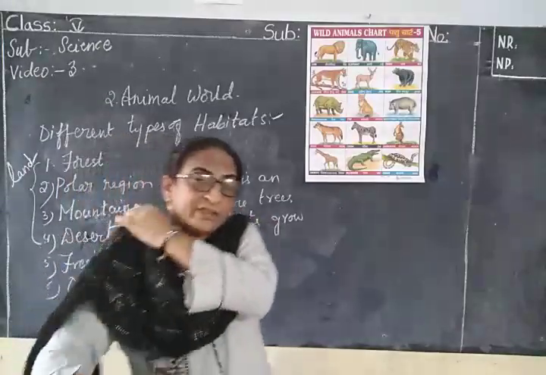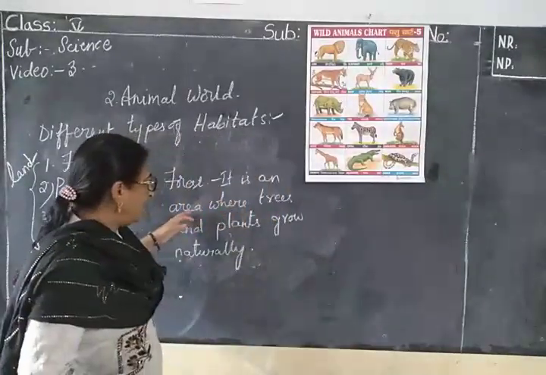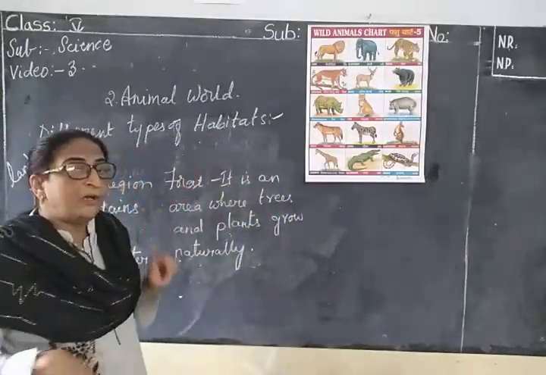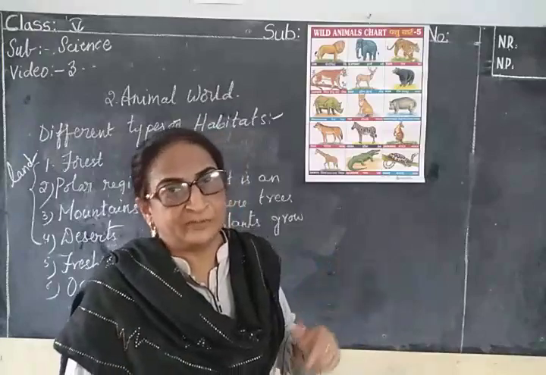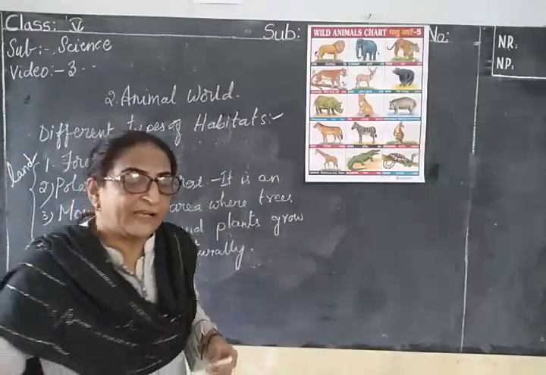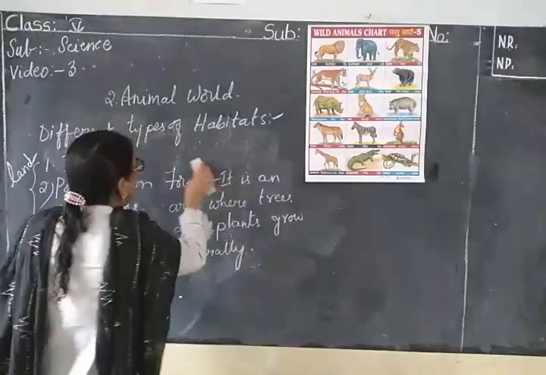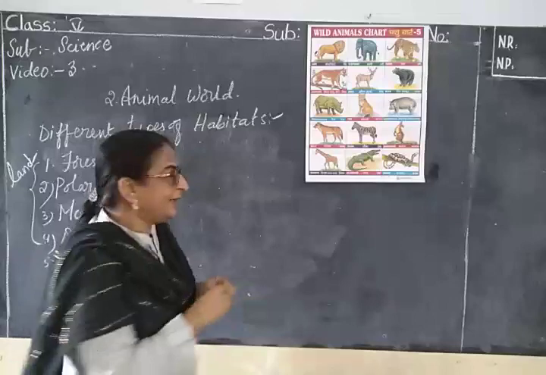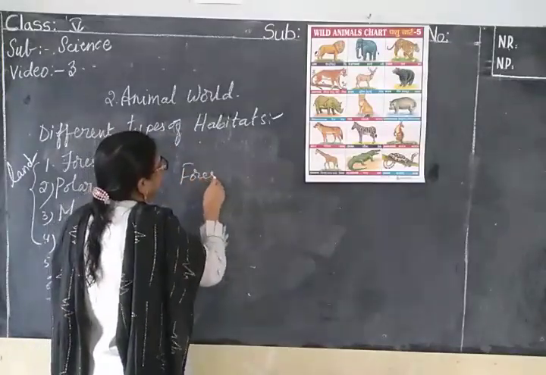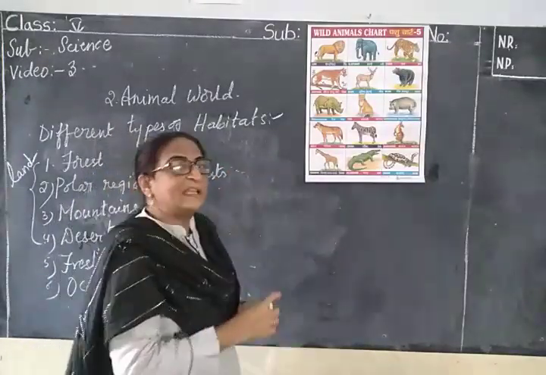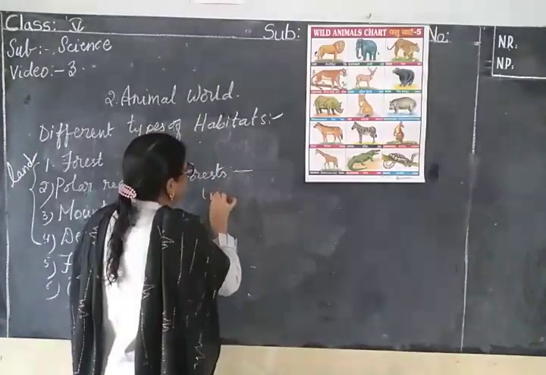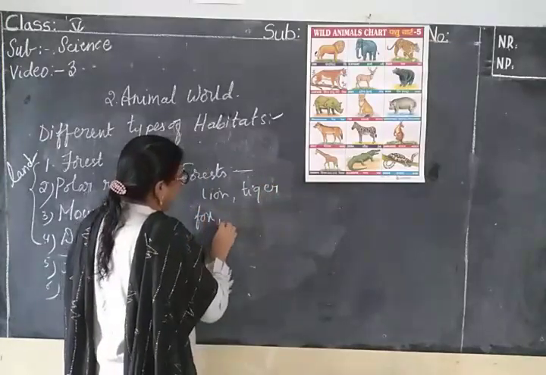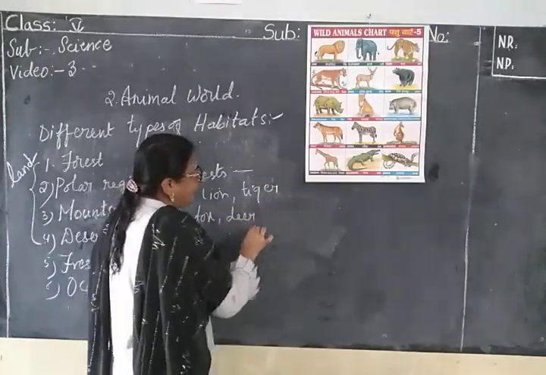So what do you mean by forest? Forest is an area where trees and plants grow naturally. So in that way, what do you find? You find different kinds of animals living in a forest. Yes or no? So the animals that live in forests are, what are the animals that live in forest? Lion, tigers, isn't it? Fox, deer, all these you find in a forest.